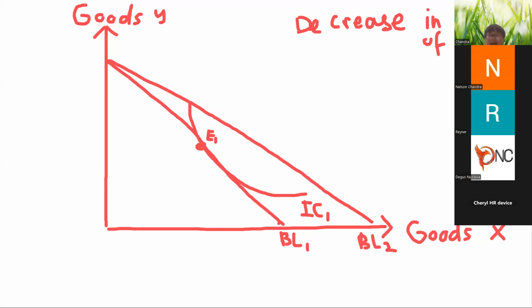Now, the next step is that you must draw an imaginary budget line parallel to the new budget line. I repeat my statement: you must draw an imaginary budget line that is parallel to budget line 2. Budget line 2 is the new budget line. Let me draw it slowly. Sorry if it's not looking very neat, but this will be budget line 3, an imaginary budget line.